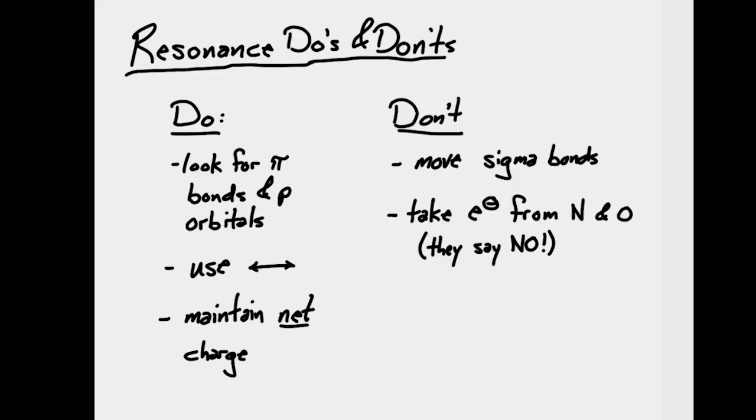You don't want to take electrons away from nitrogen or oxygen. We'll see some examples in the next slide of what it looks like to do some proper resonance structures. So nitrogen and oxygen, you never want to have an incomplete octet on them. You don't want to have them have 6 electrons, be hypovalent. One way to remember that, a very simple rule, is that nitrogen and oxygen say NO, no.